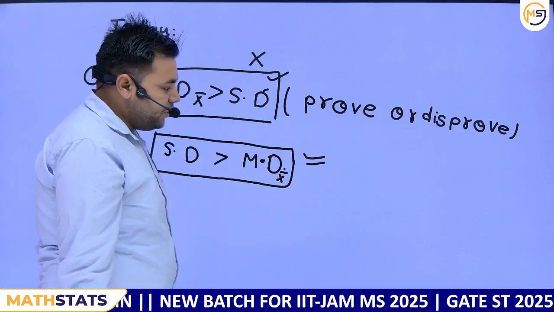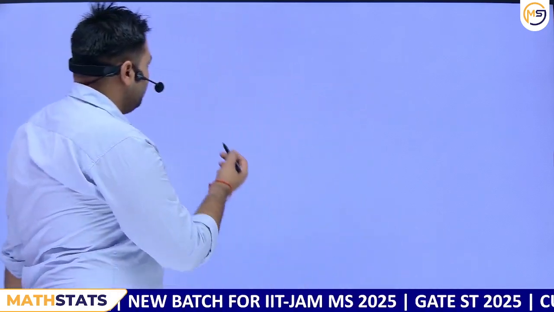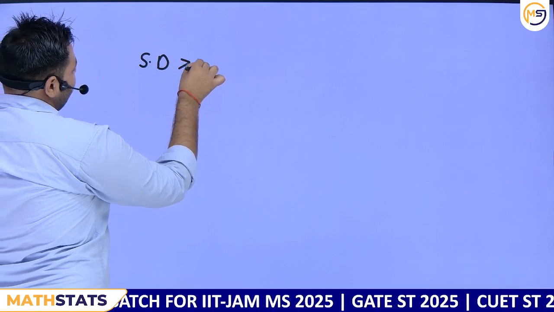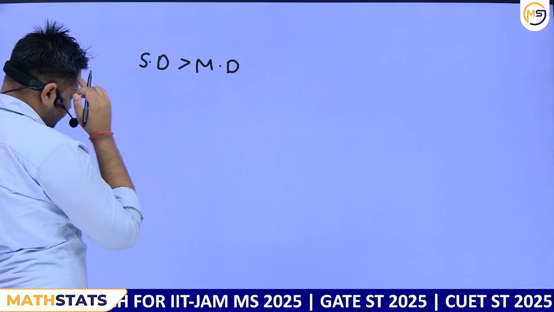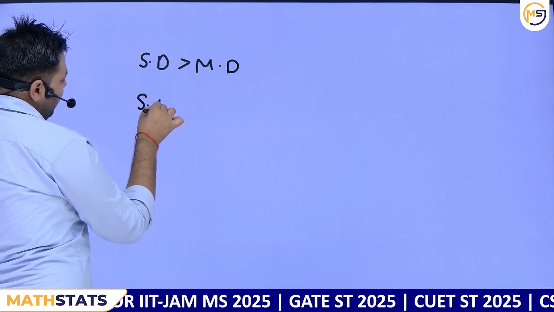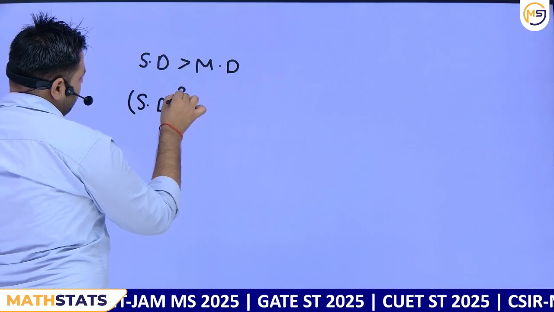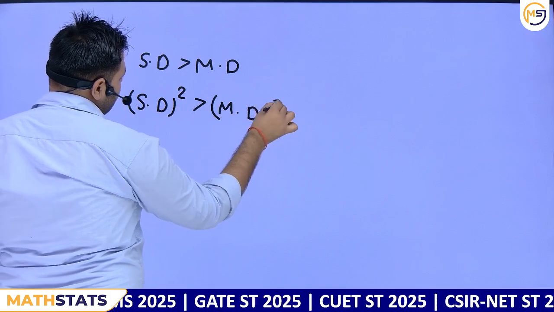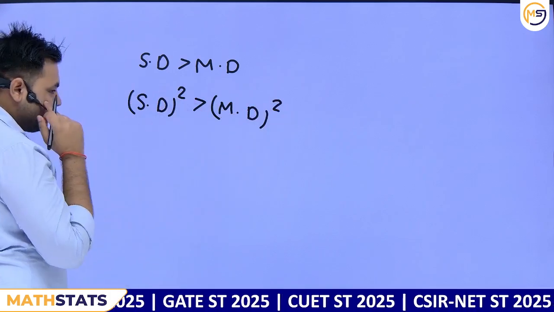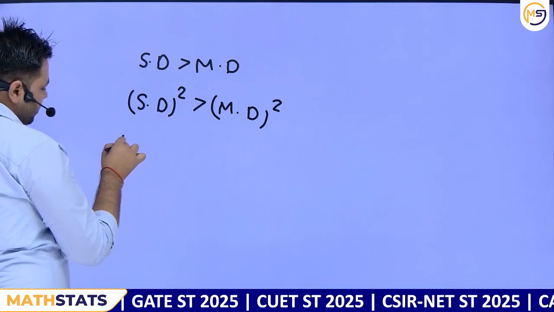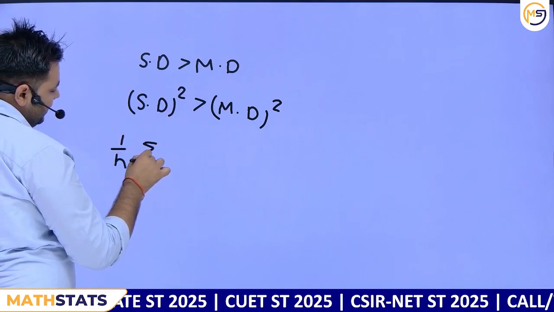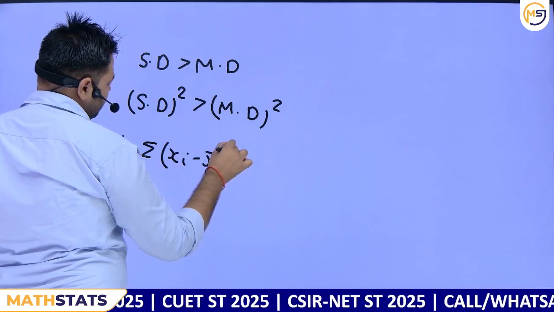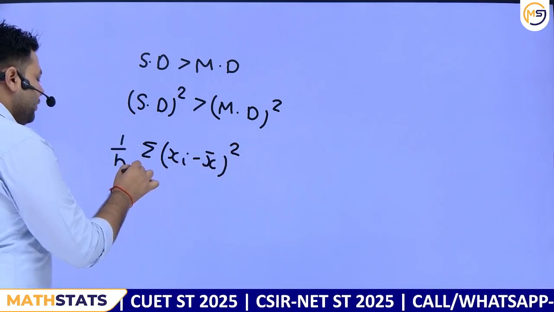So okay, we prove this true relation. How can we prove? First write here SD greater than MD, mean deviation. Now SD square greater than MD square, I am squaring both sides. Now what is SD square? This is nothing but variance, equal to 1 upon n summation xi minus x bar square, i equal to 1 to n.